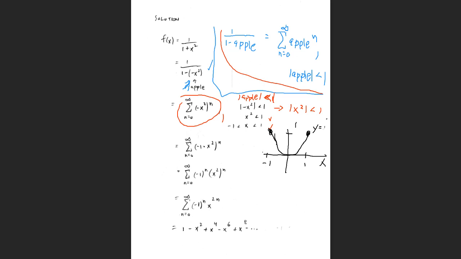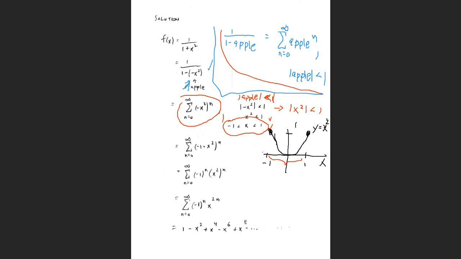Y equals x squared. So it's between 1 and negative 1 that the function is less than 1. That's how we arrive at this for my interval of convergence.